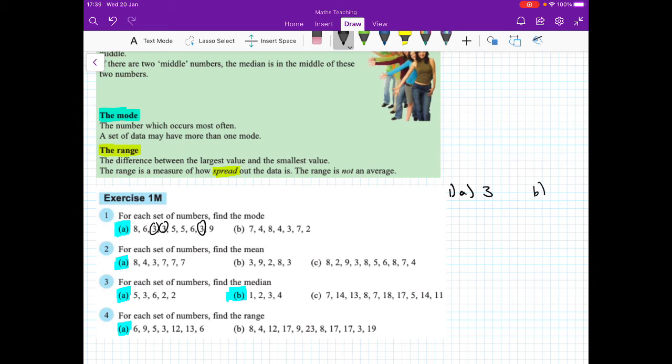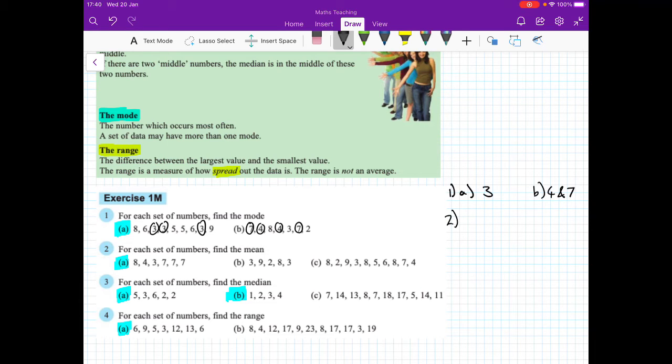It's worth having a quick look here at B as well. In B, we have 4 appearing twice, and we have 7 also appearing twice. So our mode is 4 and 7. So there can be more than one mode.